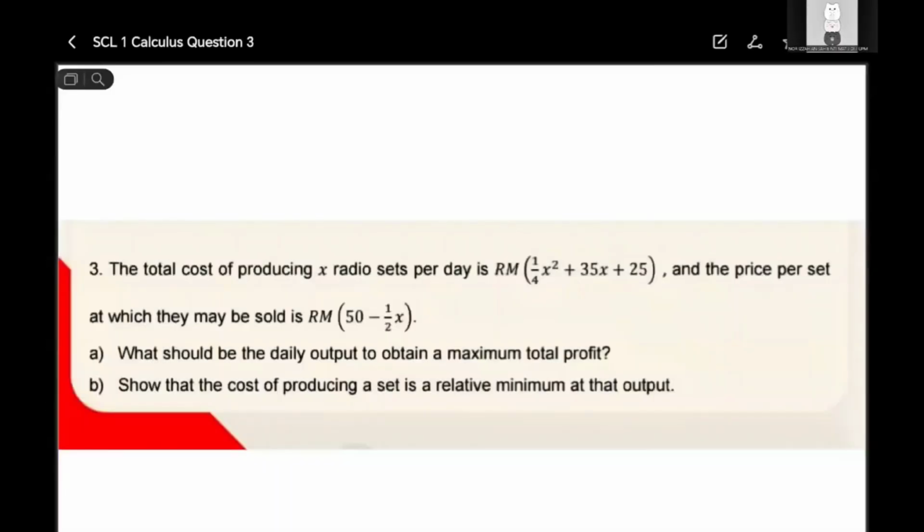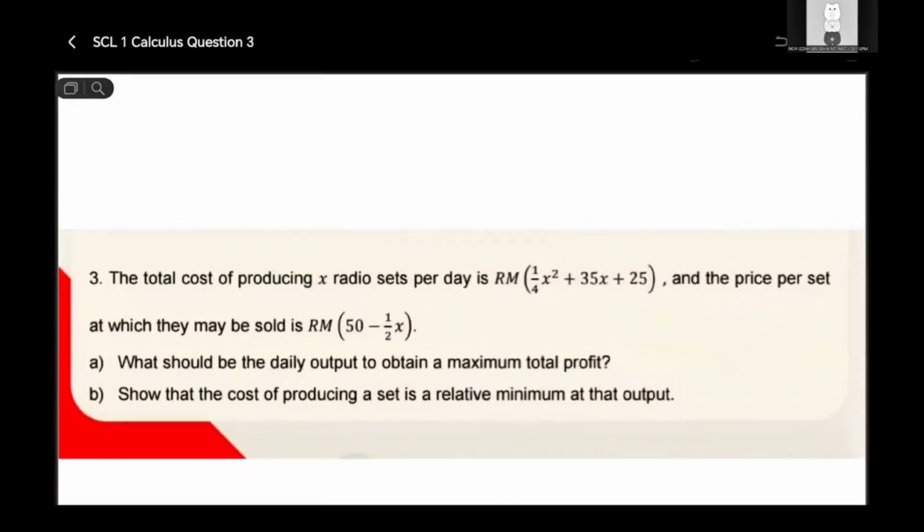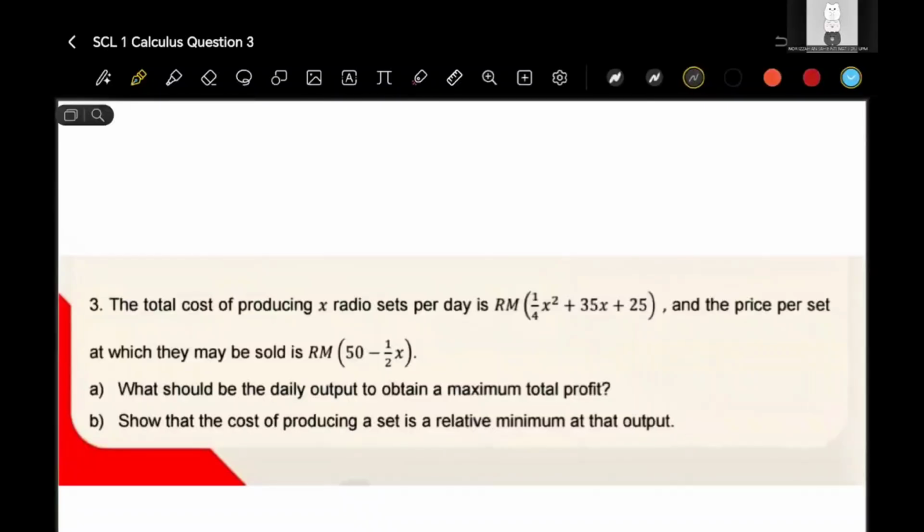Hi. So now I'm going to explain question 3. Can you guys see the slide? Yes. Okay.